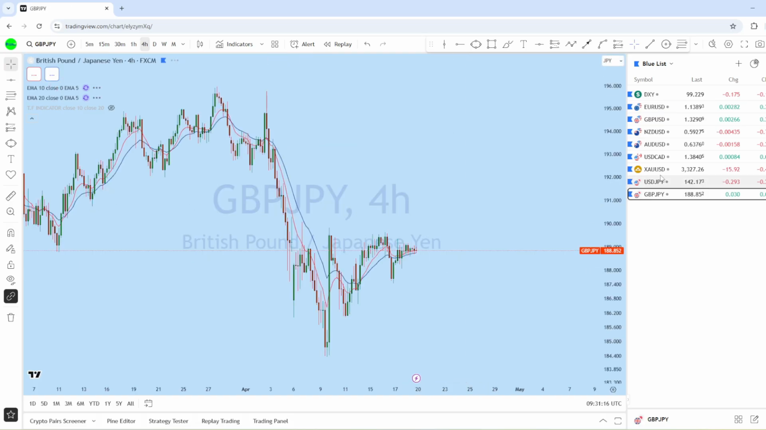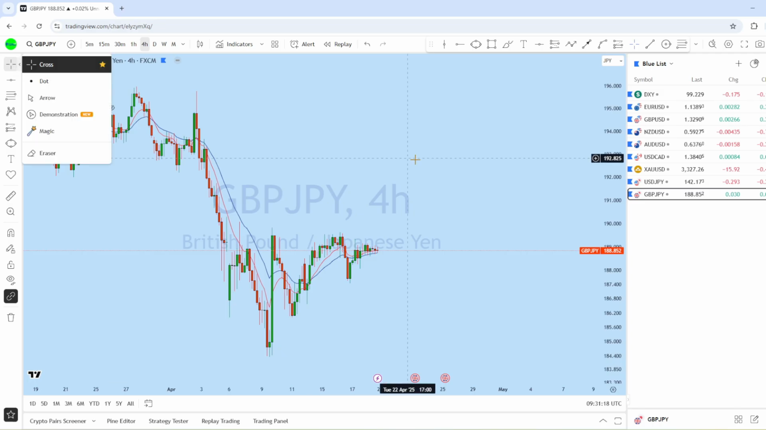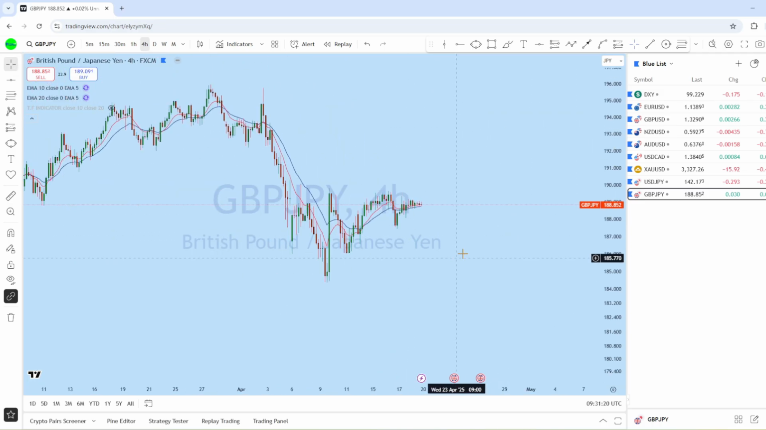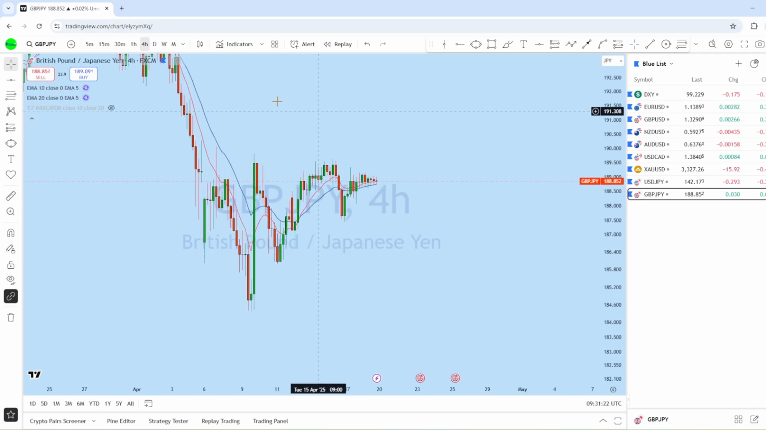Now let's look at GBPJPY. Let's see what kind of trading opportunity we have in this instrument.